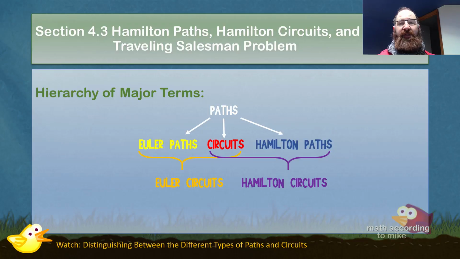So I'm going to ask you to watch the video distinguishing between the different types of paths and circuits. Basically, for this one, you're going to be picking the best answer for the given image in the given sequence. All right, good luck.